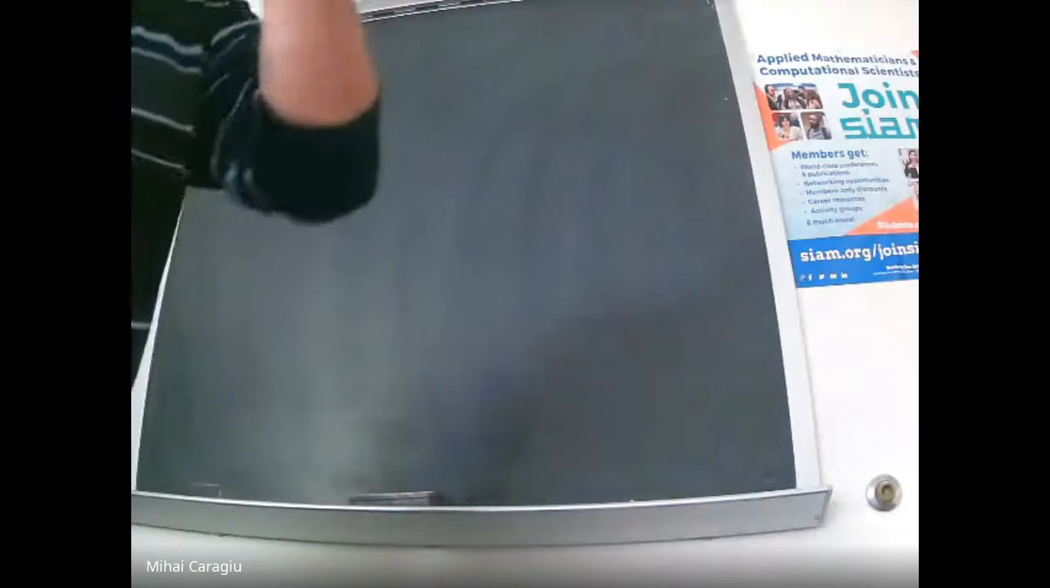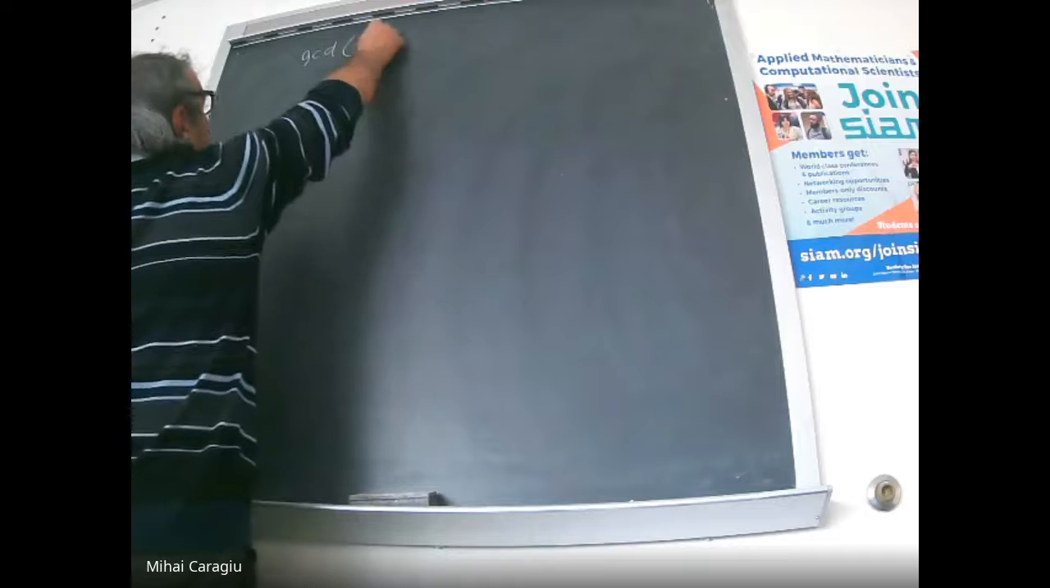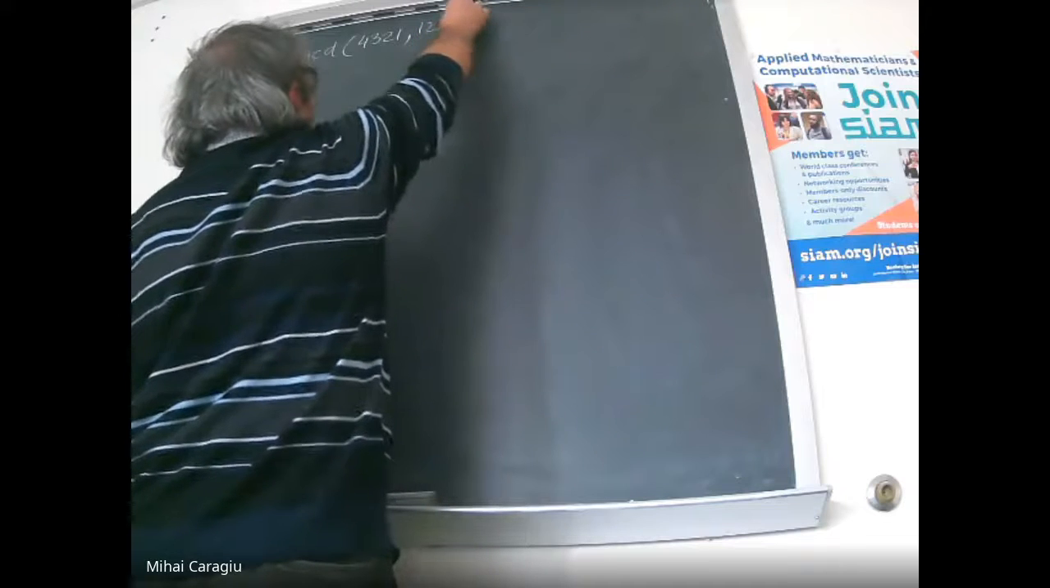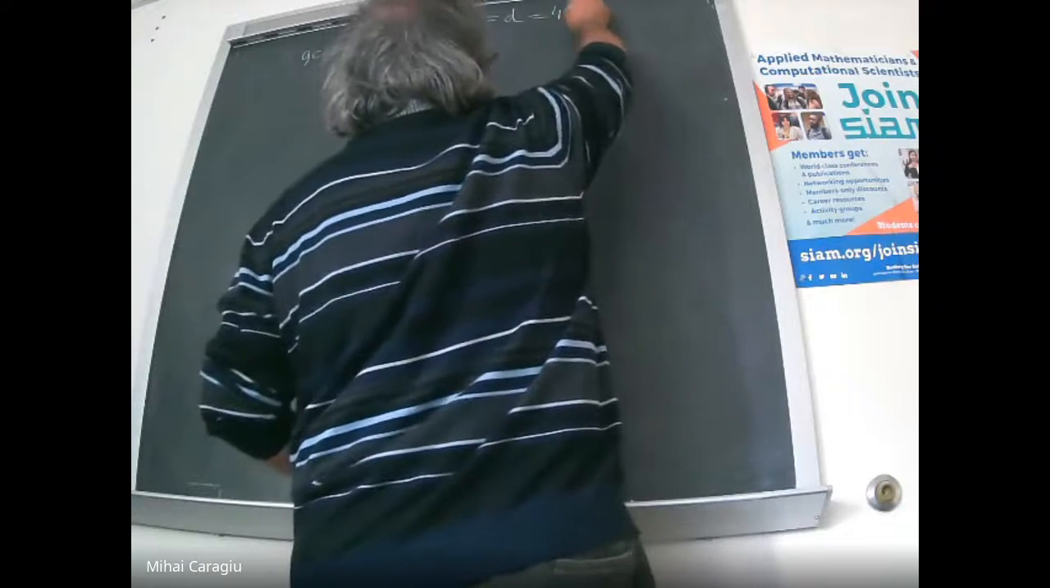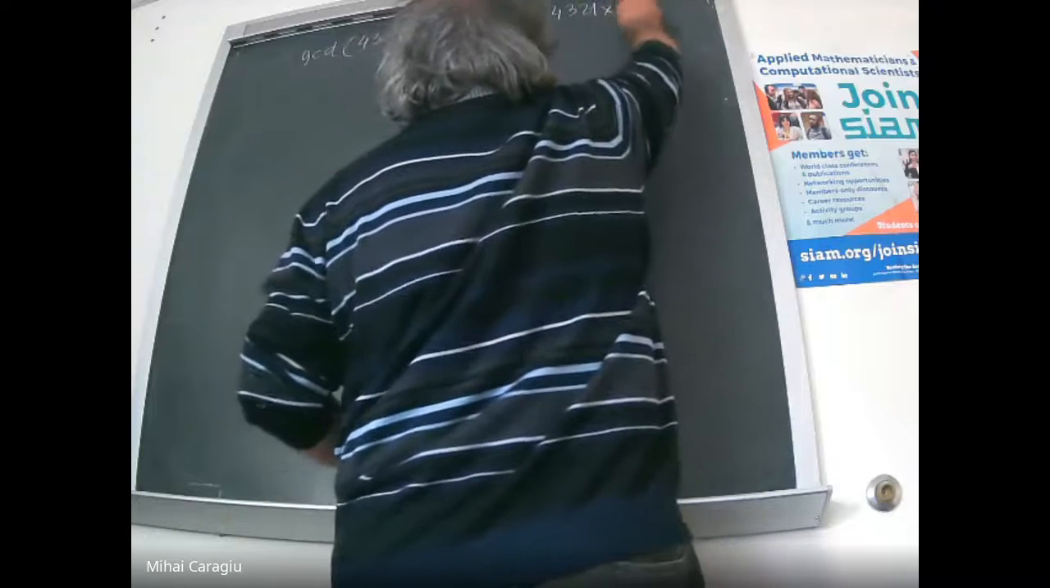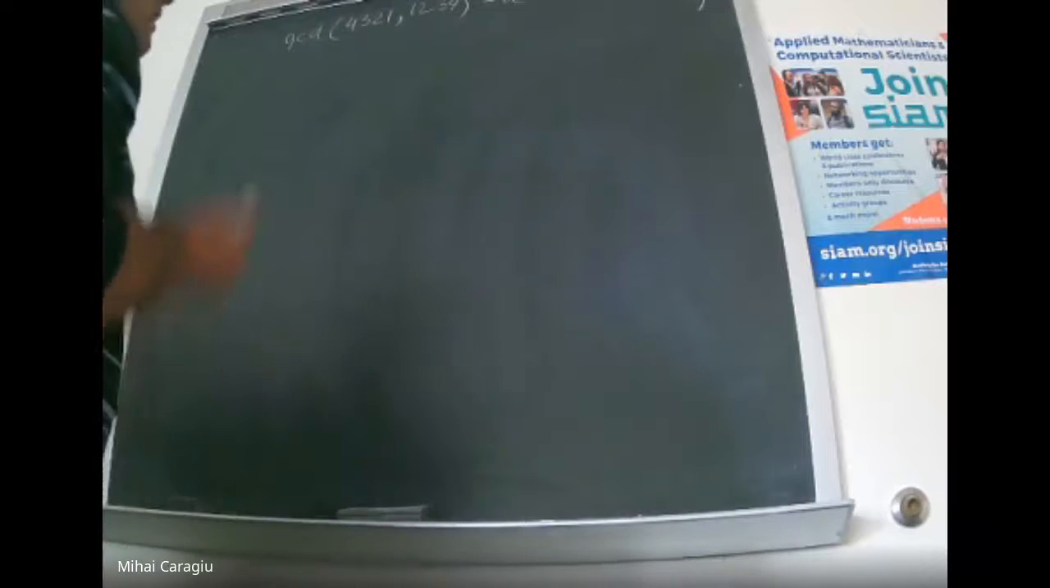Okay, so let's do an extended Euclidean algorithm. Let's calculate the greatest common divisor of 4,321 and 1,234, call it D, together with two integers x and y such that D equals 4,321x plus 1,234y. So let's try to execute the algorithm as we discussed in class.